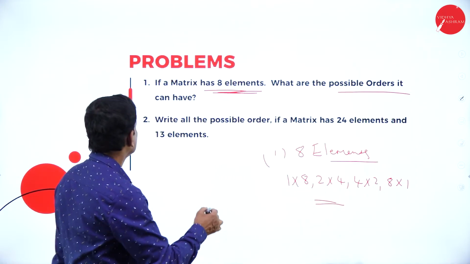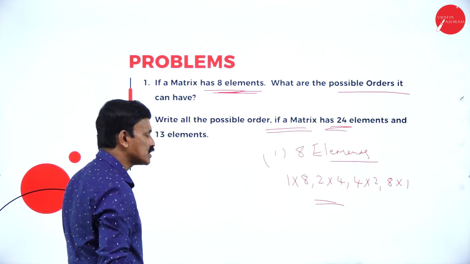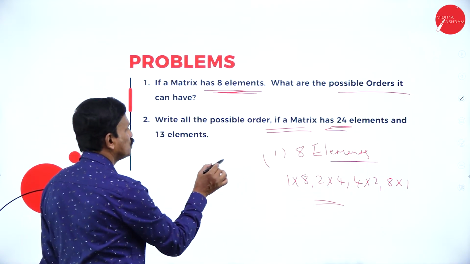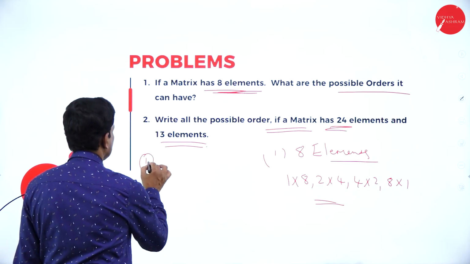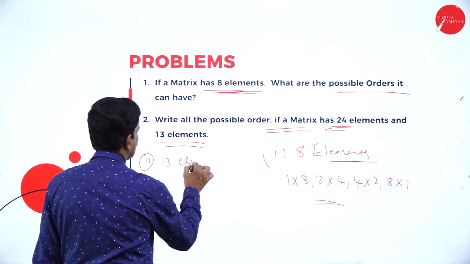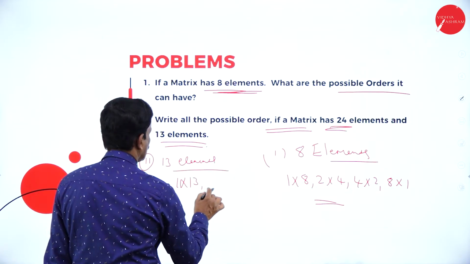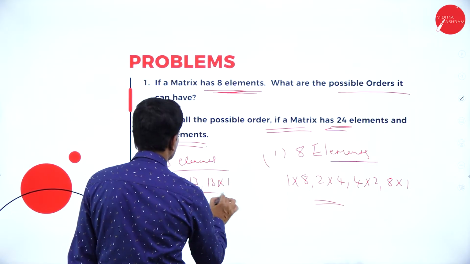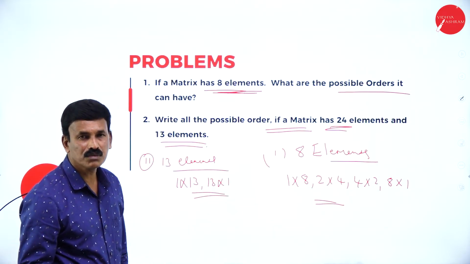Now, second one: write all the possible orders of a matrix having 24 elements and 13 elements. Let us write for 13 elements first. For 13 elements, what are the possible orders? Only 2 are possible, 1 comma 13 and 13 comma 1. These are the 2 orders. 1 into 13 and 13 into 1 are the possible orders.